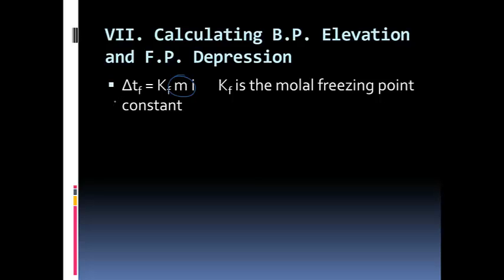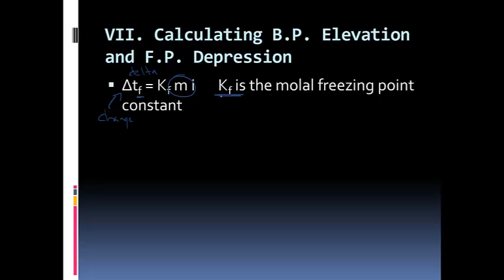This right here, the triangle, means change. Okay, that's a Greek symbol delta. Delta means change. Okay, it doesn't mean heat in this case. When you see it in front of something, it always means the change. So the change in the freezing point is equal to Kf times m times I.